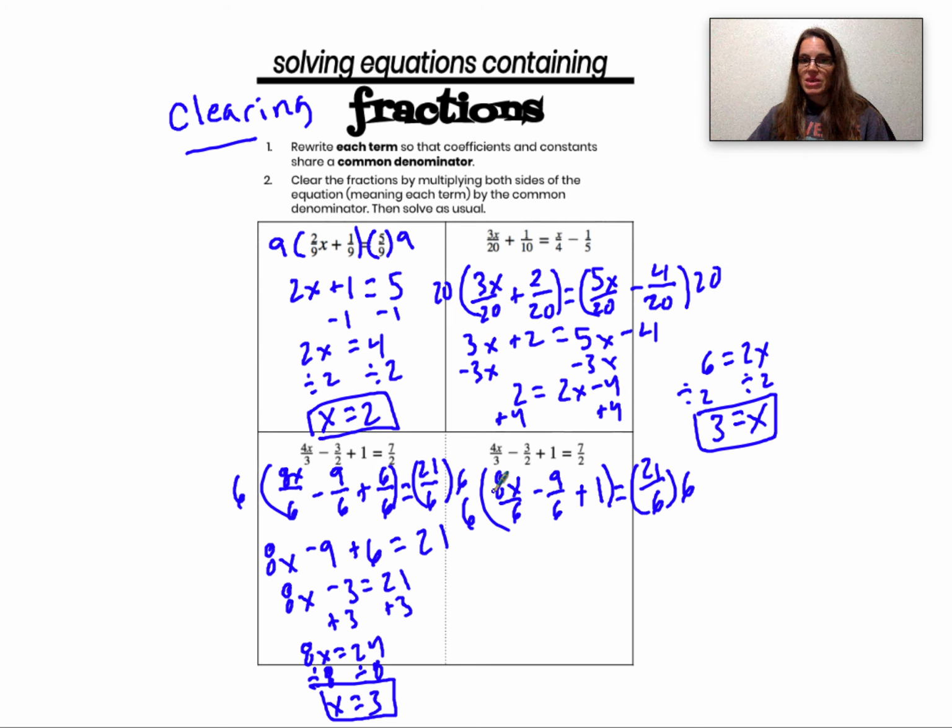If this is something you're more comfortable with, rather than writing the whole number as an improper fraction, it's fine. But this again is not in your notes. The next step will be exactly the same. 8x minus 9, and then 6 times 1 is 6 equals 21. So your second step looks the same. It's fine, but this is your choice. Either writing a whole number as a fraction or just keeping it as a whole number, but then you have to remember to multiply it by that common denominator.